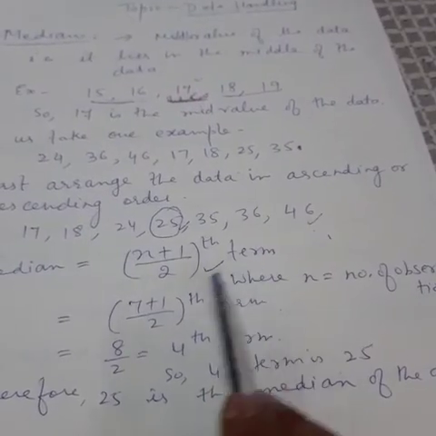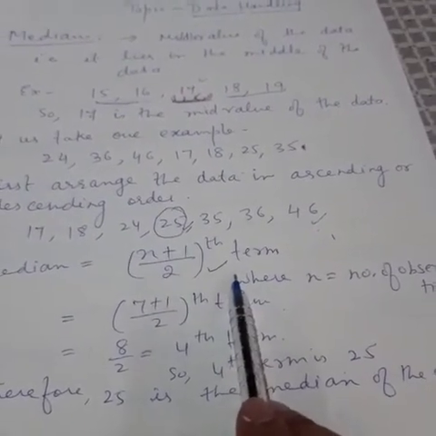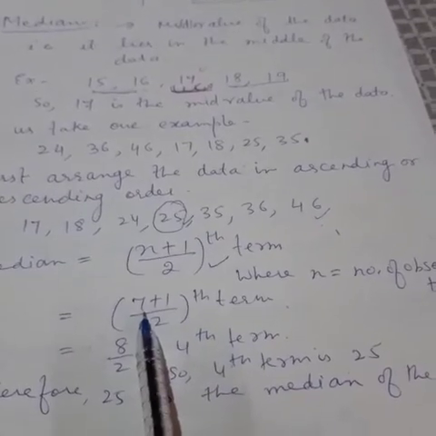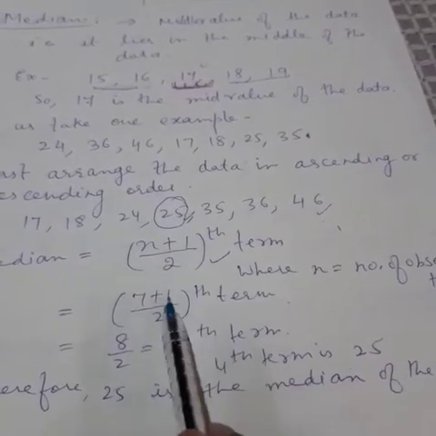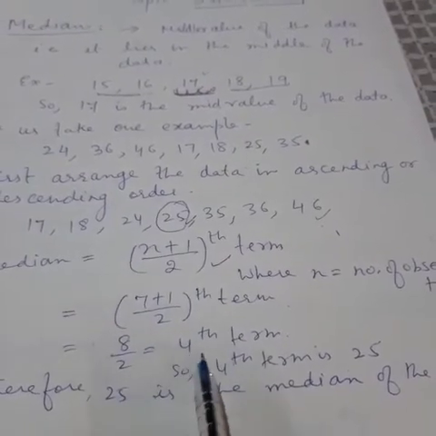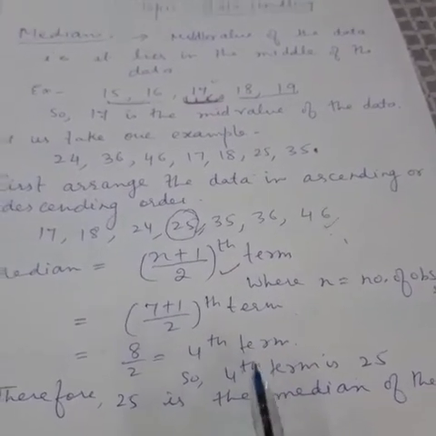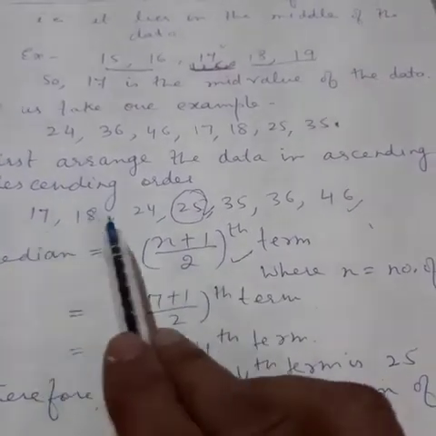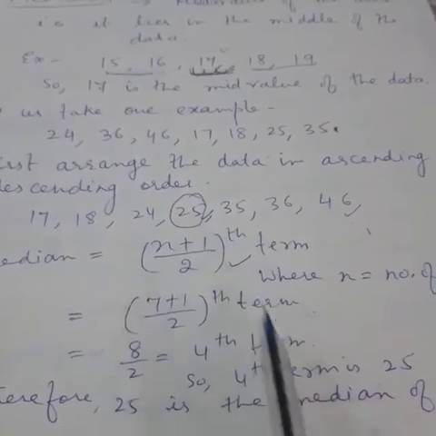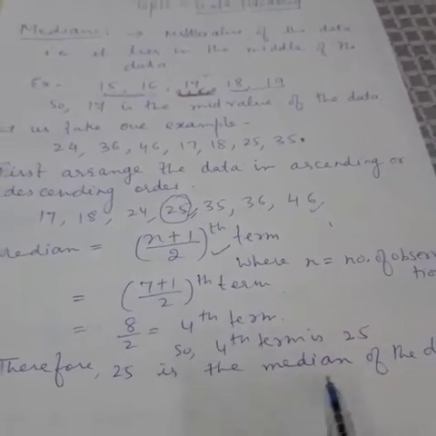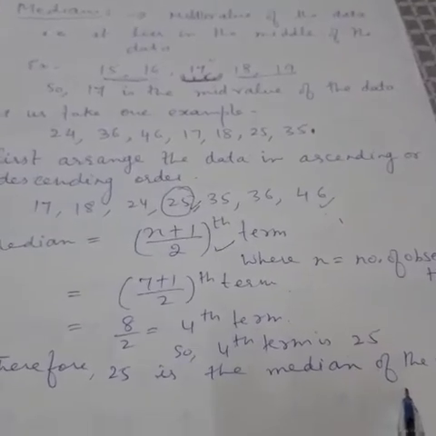This is the formula to find the median of the data. n means number of observations. 7 observations are there, plus 1 upon 2th term. That means 8 upon 2th term, that is the 4th term. So which is the 4th term? 1, 2, 3 and 4. The 4th term is 25. So therefore 25 is the median of the data.